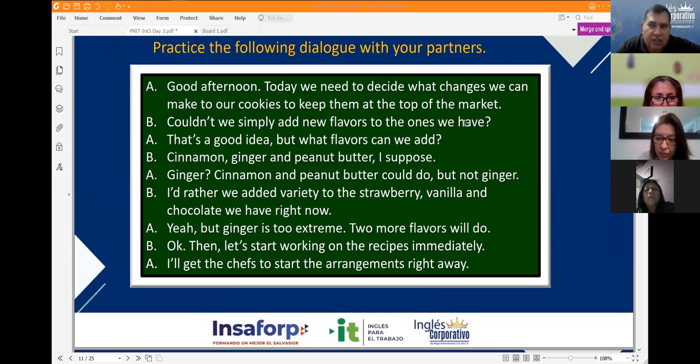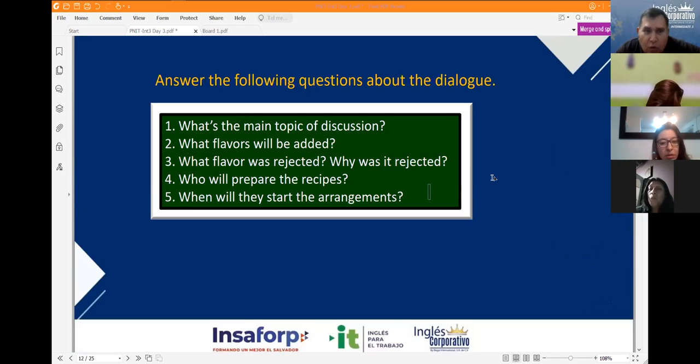You are right. The changes in the cookies have to do with flavors. So, teacher, the central point of the conversation is the flavor. We say more changes, additions, because with change, we understand that you are replacing. Replacing means substituting. You take one and put something else, but here you are maintaining the original flavors and additionally bringing in other flavors. Nice. Very good. Number two, what flavors will be added?